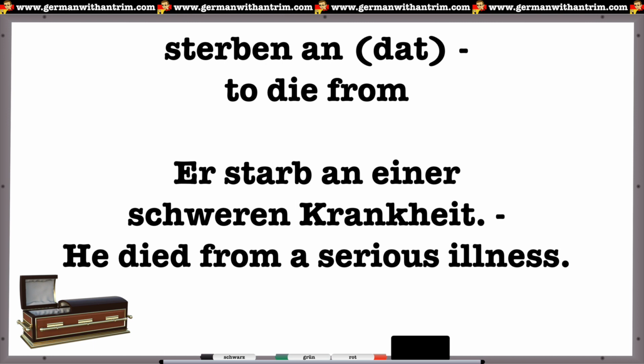Sterben an, dative, to die from. Starb an einer schweren Krankheit. He died from a serious illness. Just like getting sick or suffering from, the death in this sentence is located on the illness, which requires the dative case. Again, if we tried the opposite case, it would indicate that the person is dying in the direction of a serious illness. The accusative case just doesn't work here. Starb an einer schweren Krankheit.